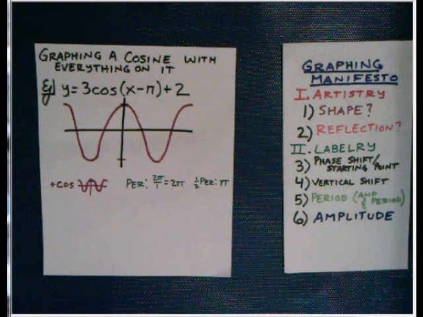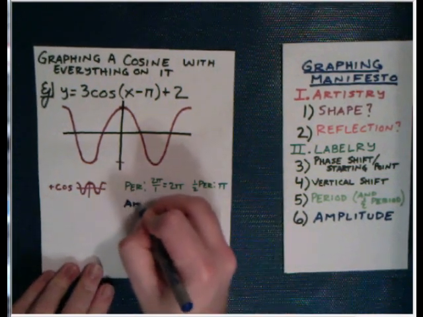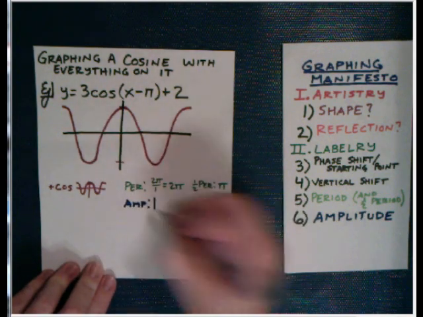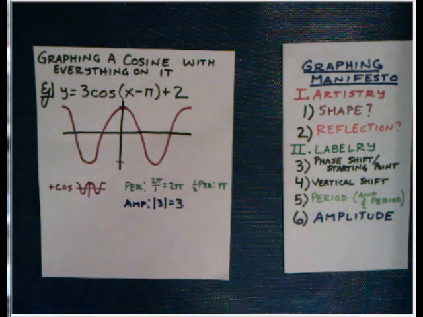But before I get to the shifts, let's do the other thing that we're familiar with, and that's the amplitude. So my amplitude is going to be the absolute value of the number in front of the actual trig function. So absolute value of 3 is 3 itself. So we've got those two pieces ready. Okay, so now we actually have to get on to the shifts. So for the shifts, I'm going to go ahead and use red.